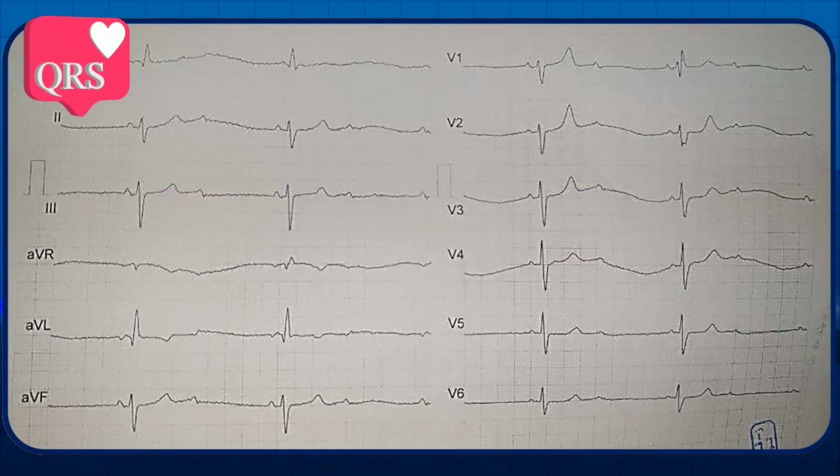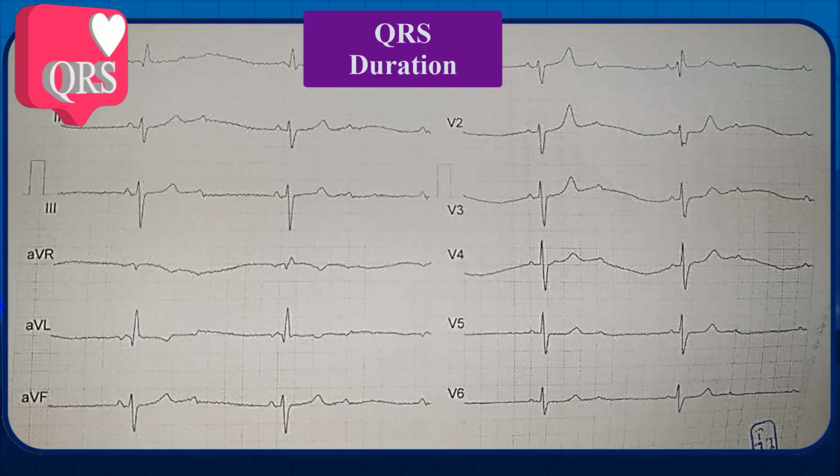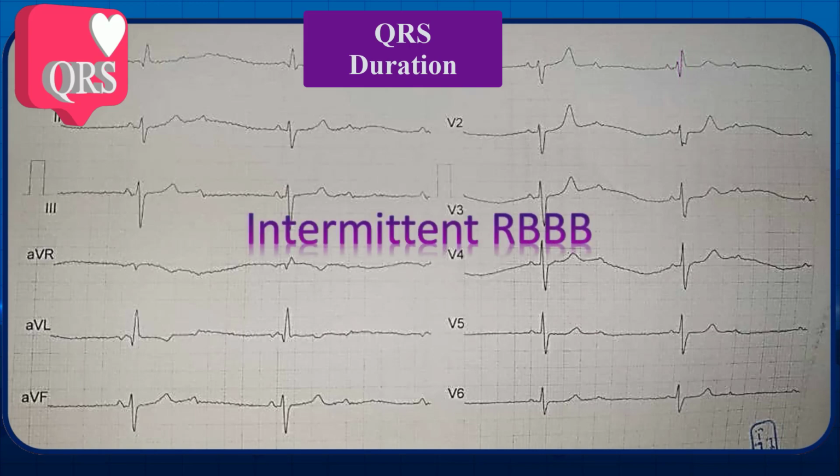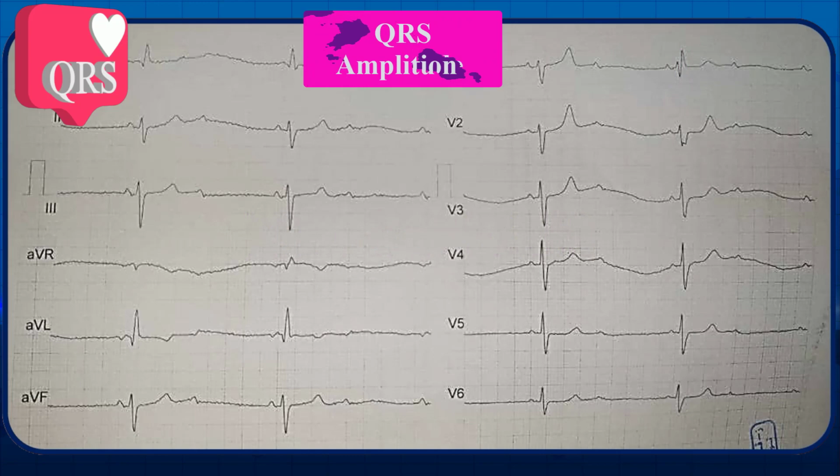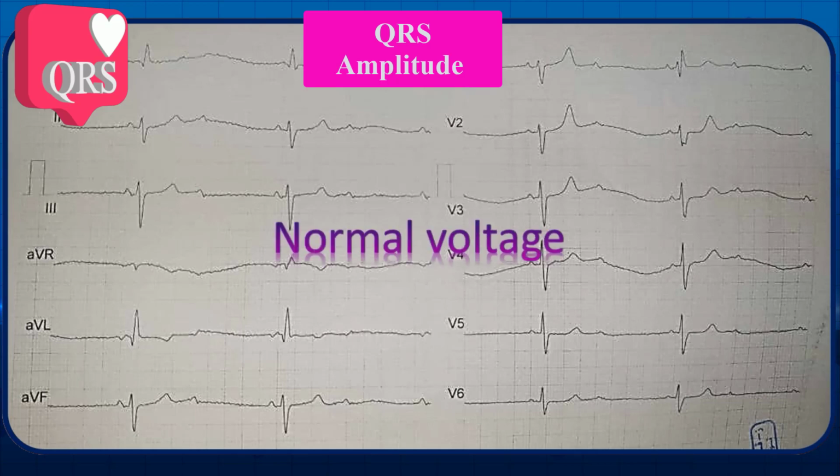Next part is QRS complexes. As usual, examine 4 items to determine the QRS complex changes. 1. QRS duration. As we said before, there is intermittent QRS widening due to intermittent bundle branch block. The wide complexes have RSR prime pattern in V1. So, the bundle branch block is due to intermittent RBBB. 2. QRS amplitude. As it is clear, the complexes are neither low nor high voltage. So, the QRS complexes have normal voltage.